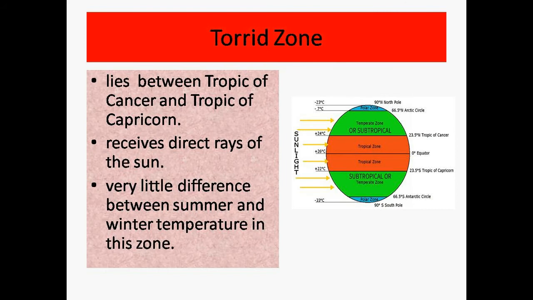Torrid zone. The zone between the tropics, that is Tropic of Cancer and Tropic of Capricorn, is called the torrid zone. Thus the surface of the earth between 23.5° north and 23.5° south receives vertical rays of the sun throughout the year and thus is the hottest as compared to the rest of the earth.